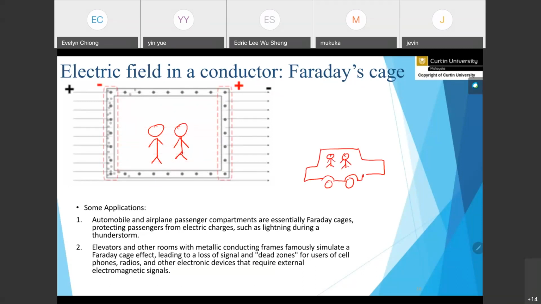Then elevators and other rooms with metallic conducting frames simulate a Faraday cage effect, leading to loss of signal. Normally in a lift, an elevator, you feel that your phone has no signal, right? This is called dead zones. Okay, some applications. We want to quickly move on.